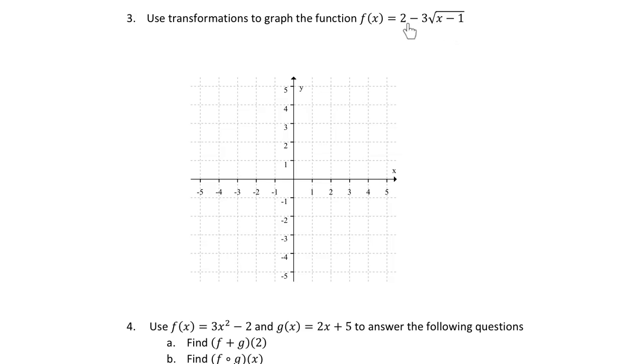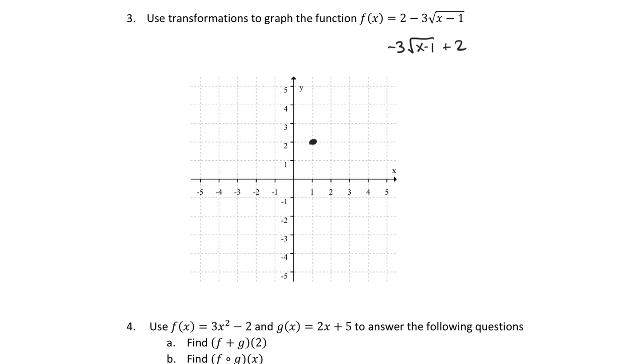Now, it may look a little more familiar if I make one change. The negative 3 is going to stay as a coefficient. But instead of having that 2 at the beginning, I can put the positive 2 at the end. That may look a little more familiar to you that way. So now we have to the right 1 unit and up 2 units is where that starting value is. And then we have a vertical stretch and then a vertical reflection as well. So instead of the graph going up and to the right, it's going to go down and to the right.